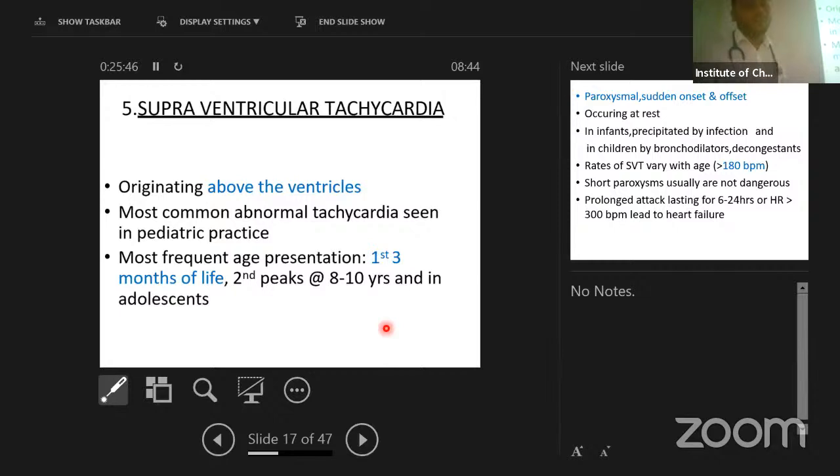Then supraventricular tachycardia. It is the most common abnormal tachycardia in the pediatric age group. It generally originates above the ventricle. The age of presentation is in the first 3 months of life, and the second peak is at 8 to 10 years or in adolescence.